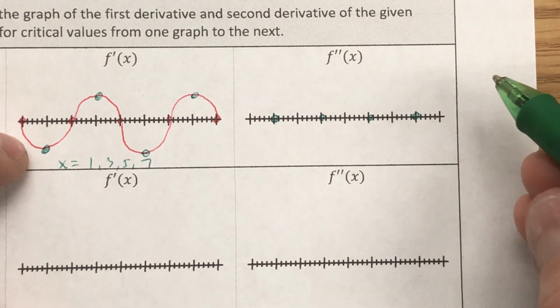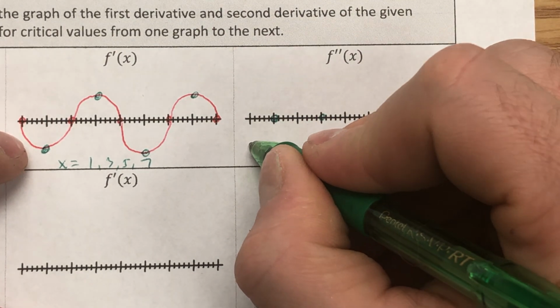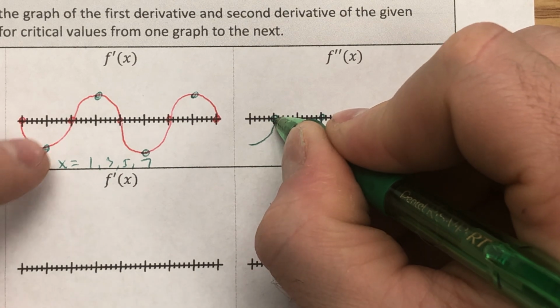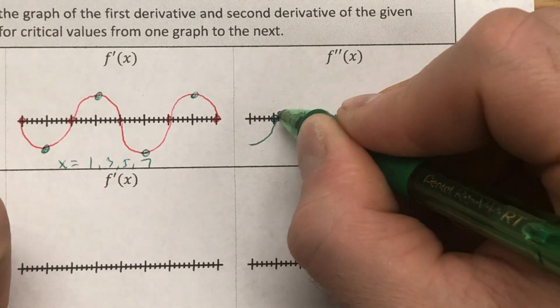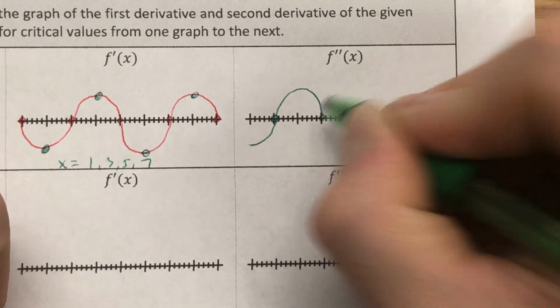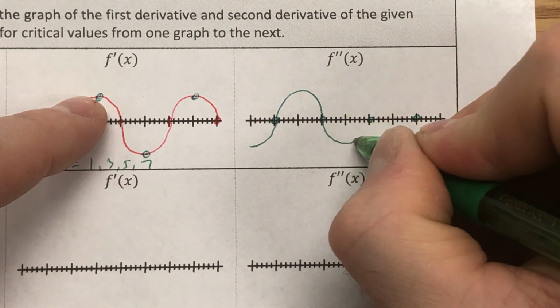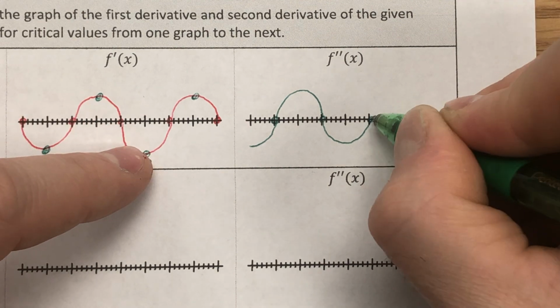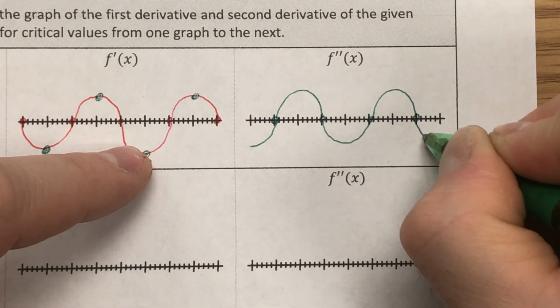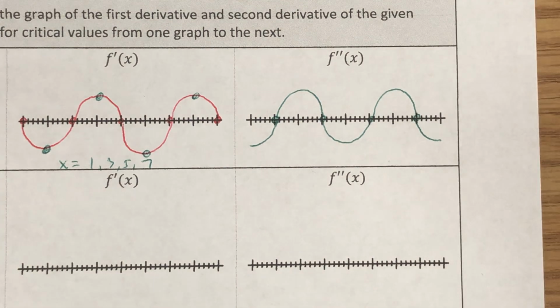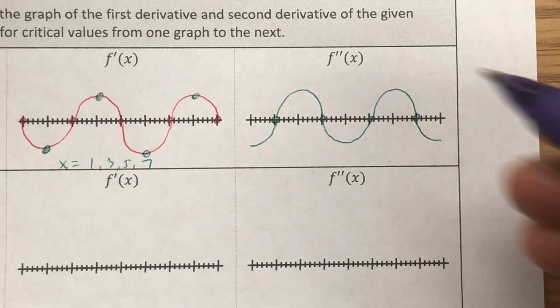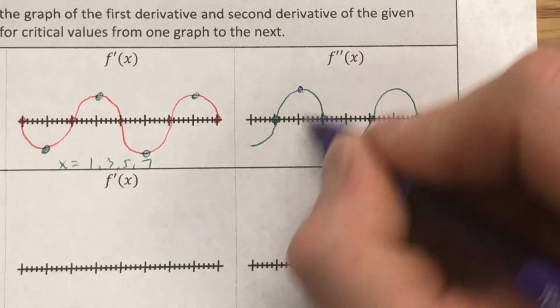Looks like I have a negative slope, so it's going to start in the negative. Positive slope all the way until it's the next 0, so it's going to stay positive. Negative slope all the way until the next one, so it's going to stay negative. It's going to stay positive, and it's going to stay negative. Awesome.